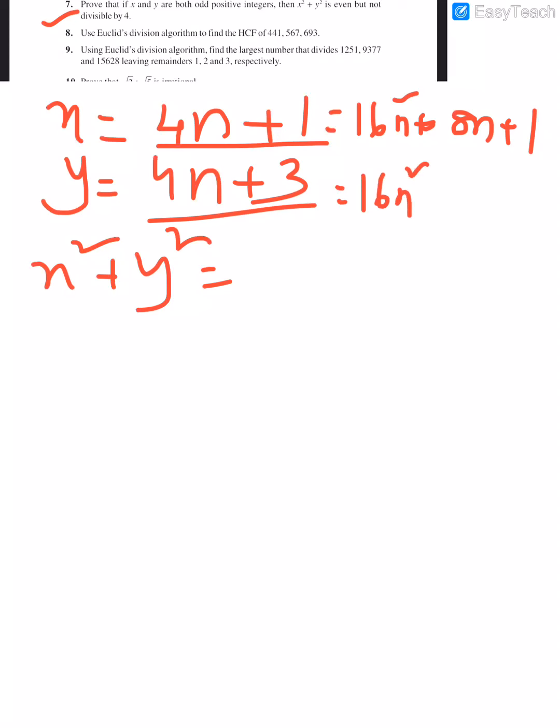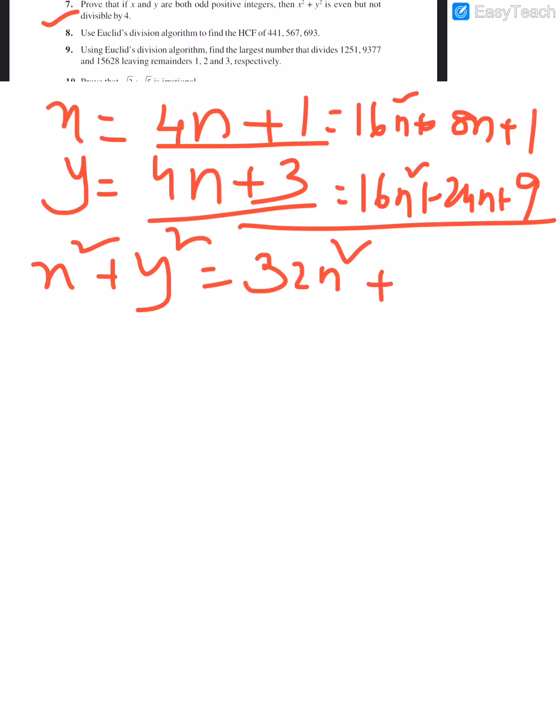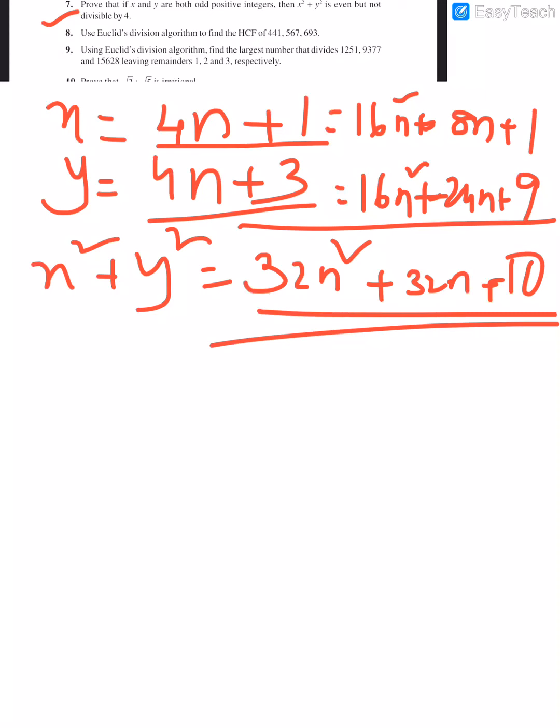This is 16n square plus 2 4s are 8, 24n plus 3 square, that is 9. Let us add these two, what happens? 16 2s are 32n square, 24 plus 8, that is 32n plus 9 plus 1, 10. Is this divisible by 4?